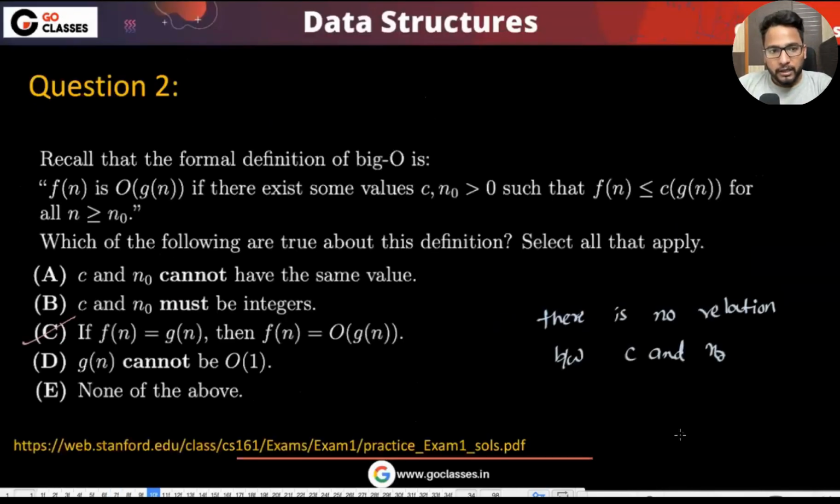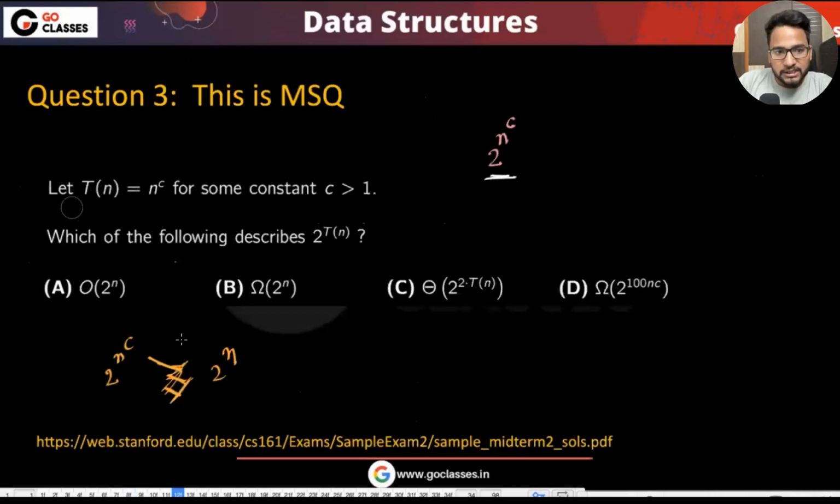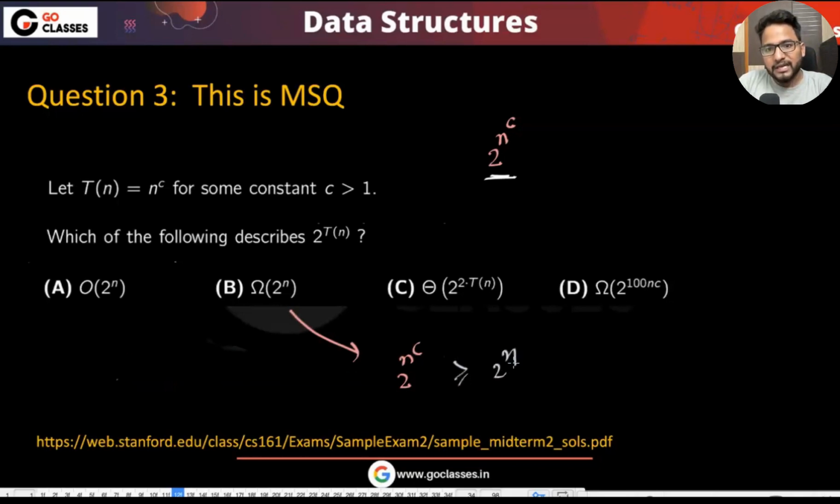So here after taking log, you have found out that this is strictly greater, right? So since this is strictly greater, you will say this is greater. So you cannot write like this. This is saying that 2 power n power c is greater than or equal to 2 power n. Is this correct? Yes, this is true. This is saying that 2 power 2n is same as 2 power n power c.